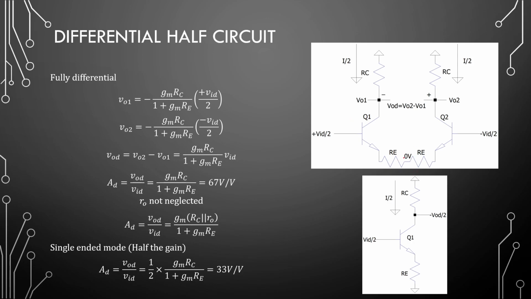With added emitter resistors, we will have some degeneration going on. So our maximum gain over 1 plus GMRE, and you will find that our differential gain then is GMRC over 1 plus GMRE, and that will be 67 volts per volts with 100 ohm resistors at the emitters. And if we do this only single-endedly, we will only have half the gain available, so 33 volts per volts.